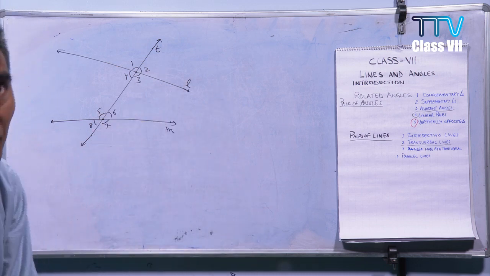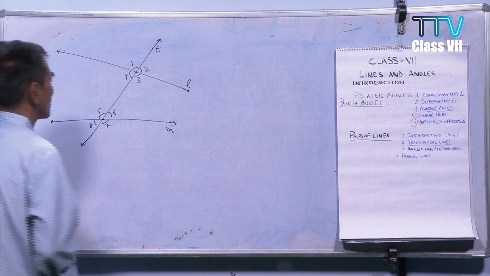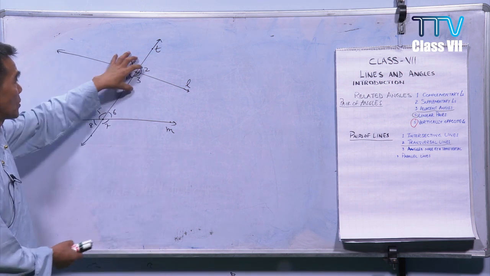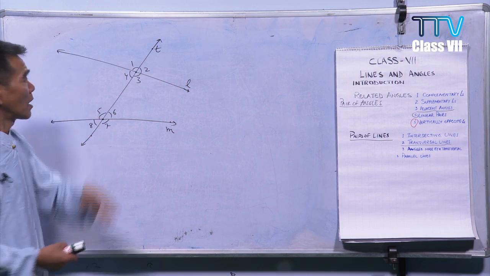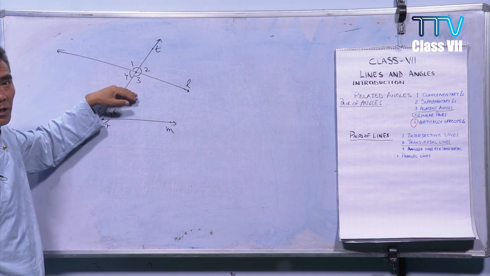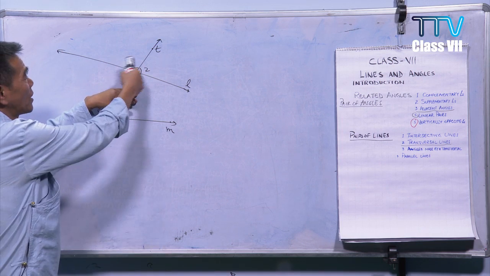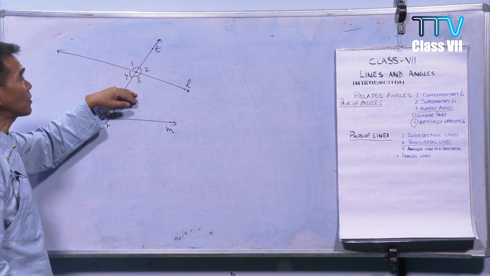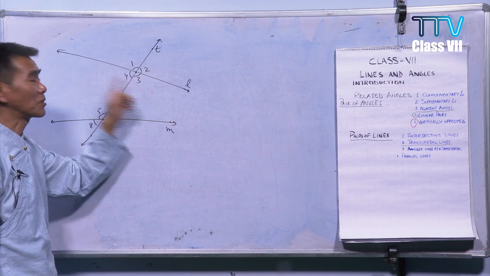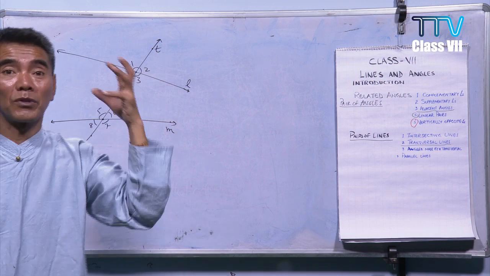Angle 1 and angle 3 are vertical opposite angles. Angle 4 and angle 2 are vertical opposite angles. Vertical opposite angles are equal: angle 4 is equal to angle 2, and angle 1 is equal to angle 3. Use this property of vertical opposite angles.